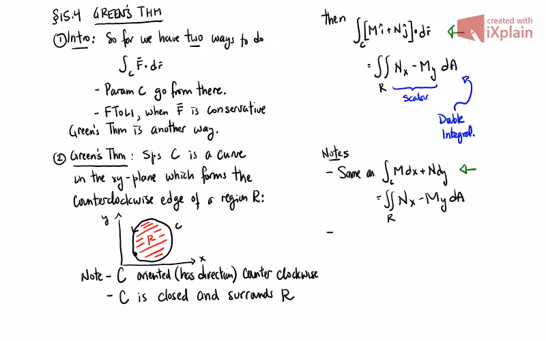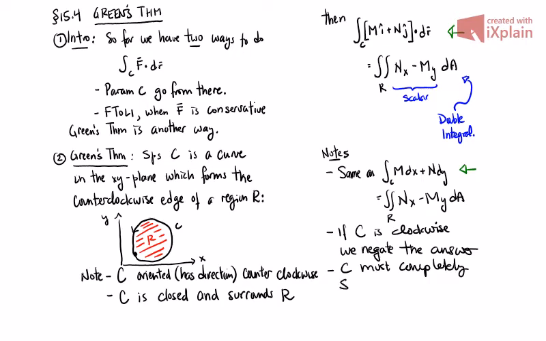Second note is that C must be counterclockwise. So if C is clockwise, we can still use it, but we negate the answer because we're reversing the orientation. And lastly, this is just to emphasize the point, is that C must completely surround R. So just this little picture, if you had a C that was like this, this would not work.